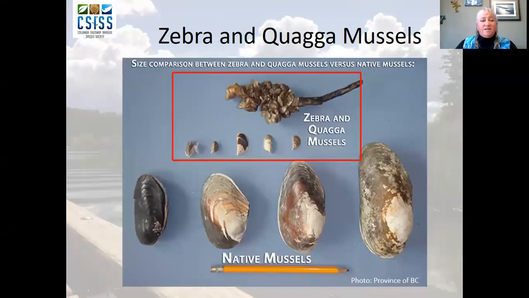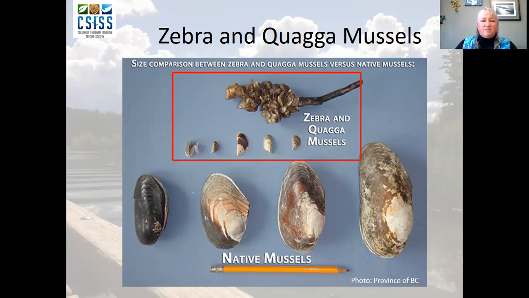It is worth knowing that there are some native mussels in BC. You can see on this image, the lower 4 individuals there are native mussels. They're quite large. They would fit roughly inside the palm of your hand. And the red box shows the invasive mussels. So the invasive mussels are much smaller, typically about the size of a dime, and they're always clinging to something.